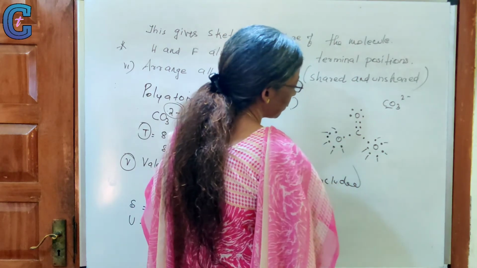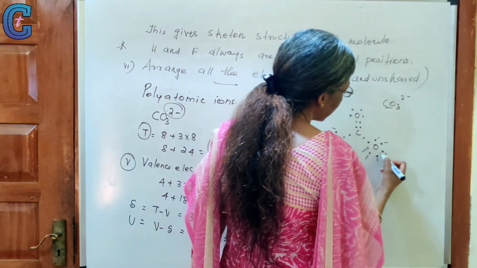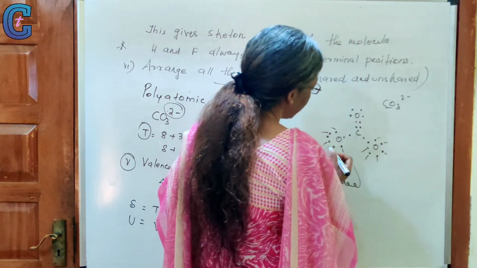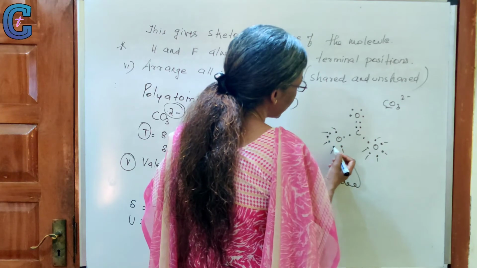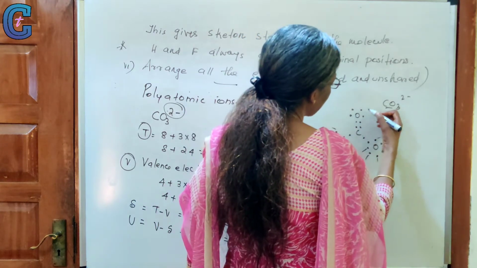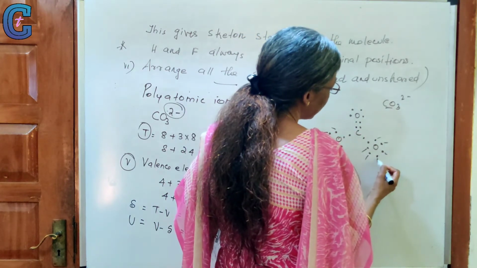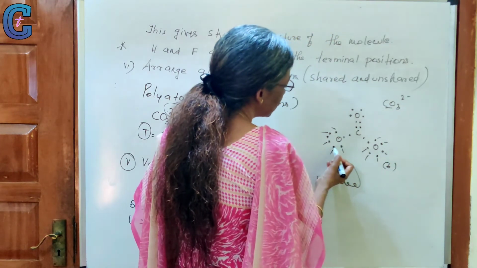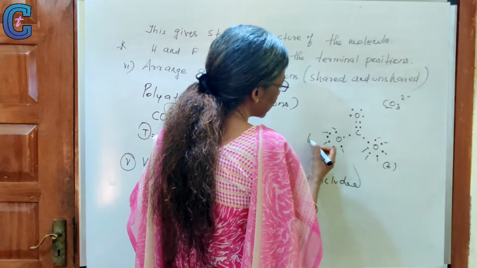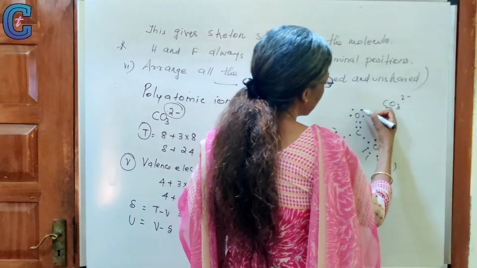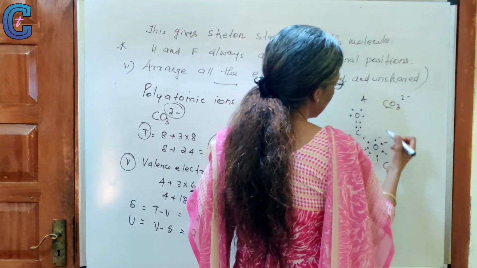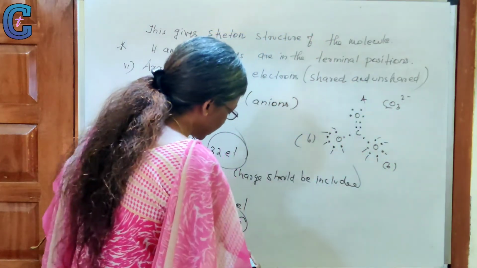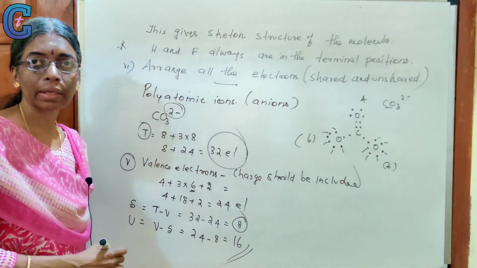Here one more will come. Counting each oxygen: 1, 2, 3, 4, 5, 6; here 1, 2, 3, 4, 5, 6; here 1, 2, 3, 4, 5, 6; and here 1, 2, 3, 4. So 6 plus 6, 12. 12 plus 4, 14. Sorry, 16. That is the 16 electrons.